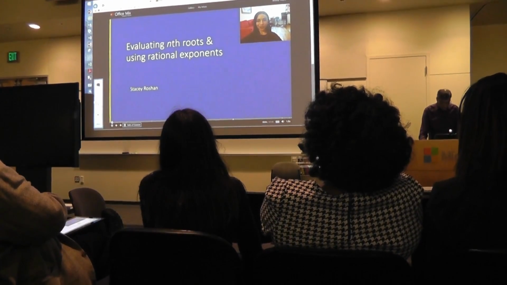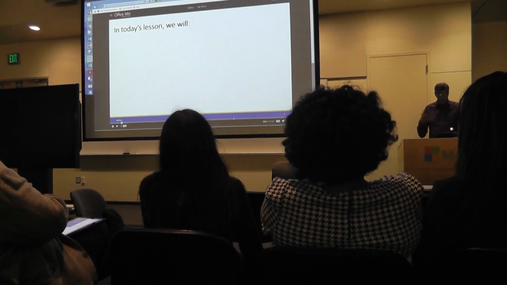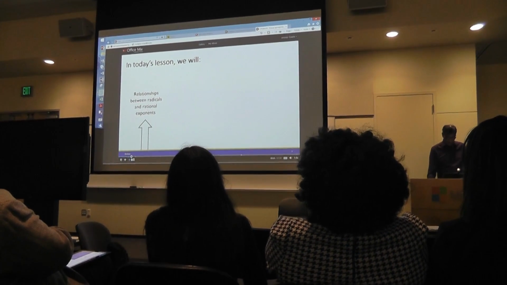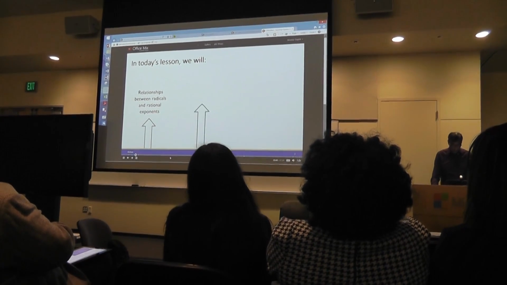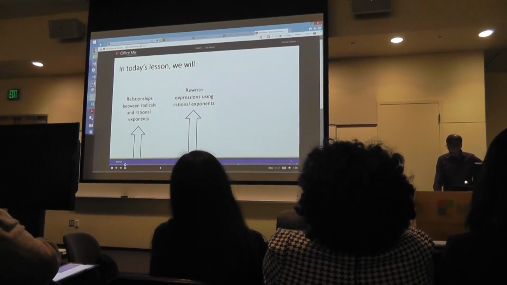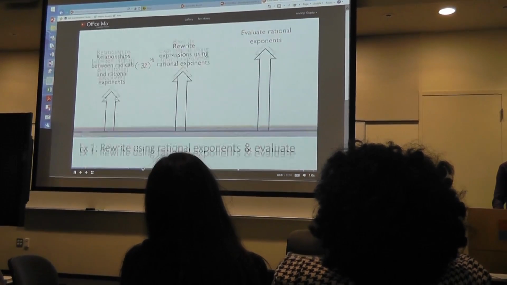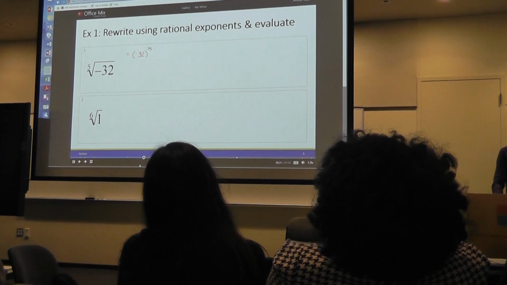So this is a math teacher. She's just creating something, and here she sets up the lesson objectives and reviews the relationship between radicals and rational exponents. Then we'll talk about using rational exponents. Here you can see how she uses animation.